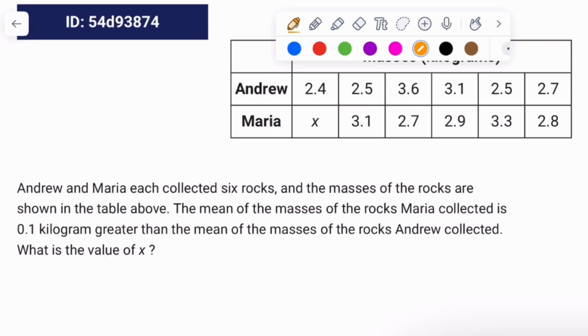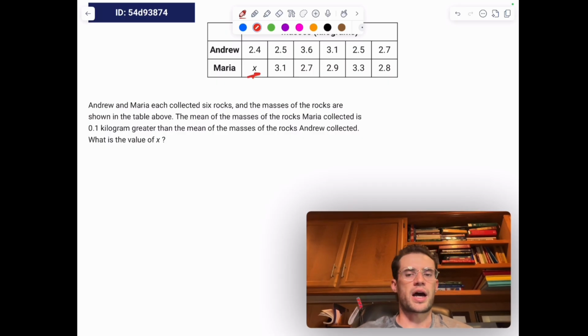Here we have Andrew and Maria each collected 6 rocks, and the masses of the rocks are shown in the table above. The mean of the masses of the rocks Maria collected is 0.1 kilograms greater than the mean of the masses of the rocks Andrew collected. What is the value of x? X is one of Maria's rocks.